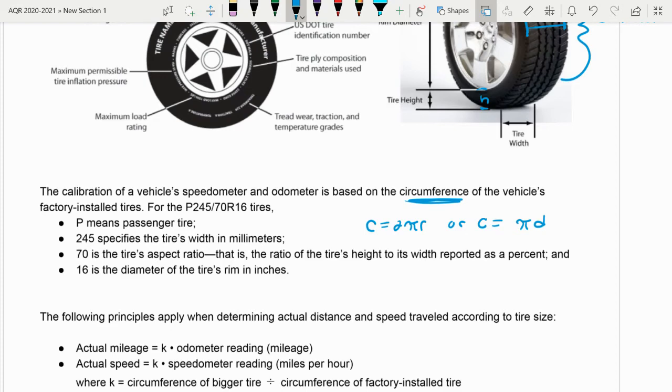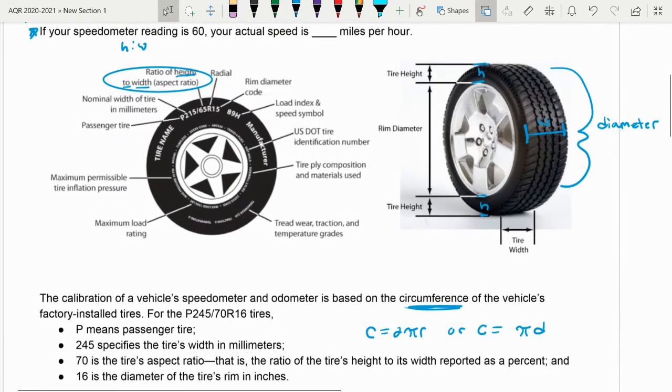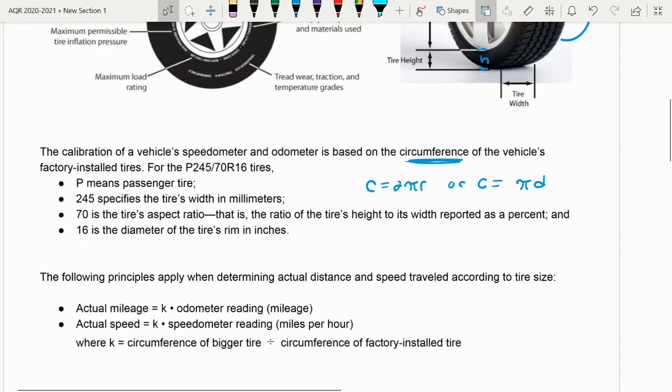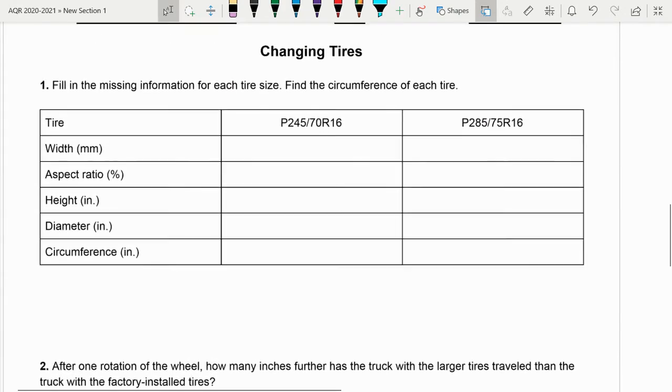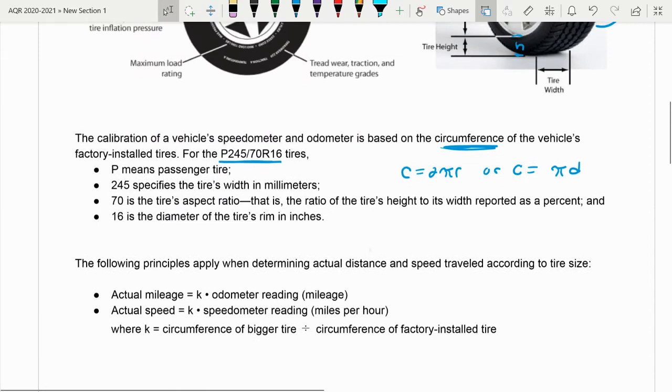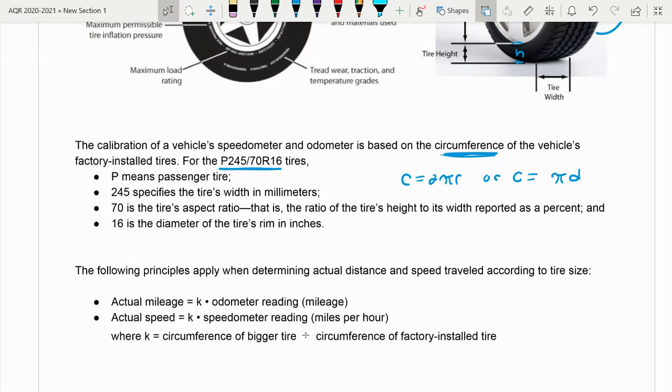So that is two radiuses make your diameter all the way across a circle, which is what your tire emulates here. Okay, so breaking down these numbers right here, this is what you need to know from each tire, and that's what you're going to do on this chart. From these numbers, the P is passenger tire, 245 is the width in millimeters. Guys, pay attention to the units here.